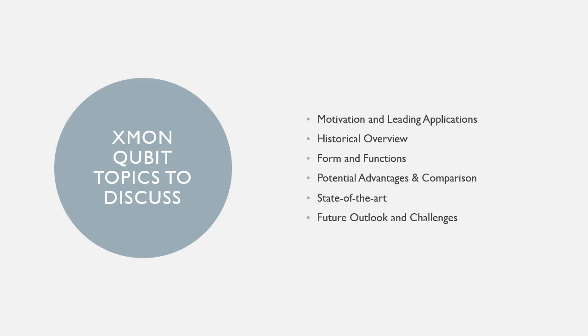I would like to divide my overview of the Xmon qubit into 6 parts. The first part is the motivation to build the Xmon qubit and the leading applications. Part 2 is the history of superconducting qubits. Part 3 focuses on the functions of the Xmon qubit. Part 4 looks at the advantages of the Xmon qubit compared to other architectures, such as the Transmon qubit, 3D Transmon, and Charge qubit. Part 5 cites 3 up-to-date reviews to show the state of the art. Finally, Part 6 provides an outlook and summarizes the major challenges faced by the Xmon qubit in growing dimensions.